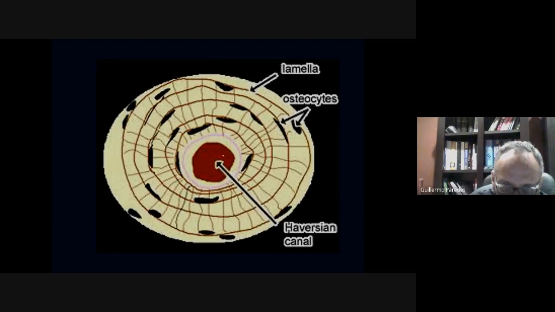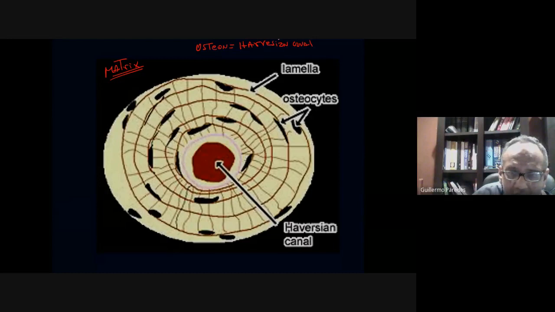It's a functional unit. In the center of the osteon we have a canal that we are going to see now. This yellow is called the matrix, which is basically phosphate and calcium. In the center, they have a vessel called the Haversian canal. Why is it called the Haversian canal? The other name of the osteon is the Haversian system.